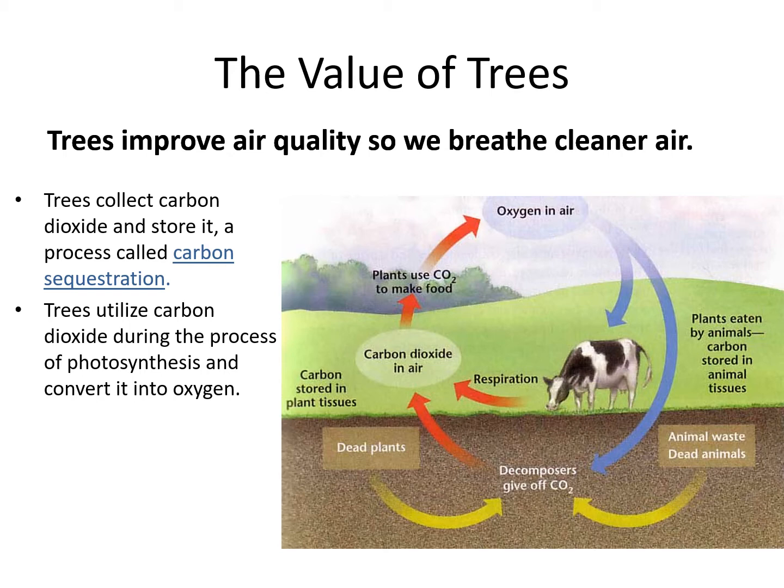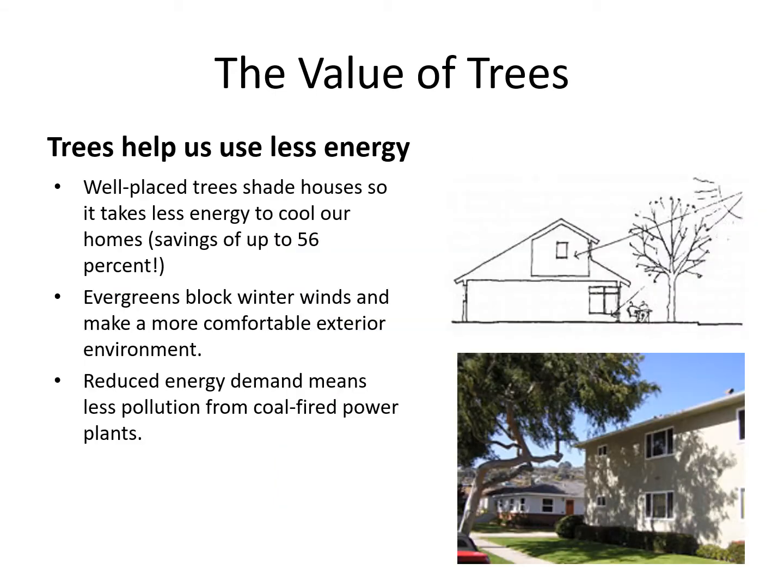Trees utilize carbon dioxide during the process of photosynthesis and convert it into oxygen and then store the rest as the woody material. So trees can help us use less energy. If we have a well-placed tree, it can shade the house and reduce our energy used to keep our houses cool, especially if you're using a deciduous tree where it's leafed out in summer, so it's providing some shade to the house, but then in winter the leaves drop off, and so the sunlight can penetrate to the house and warm it up.